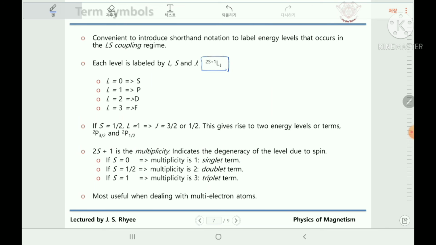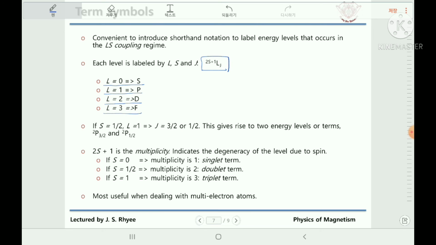The 2S plus 1 is a degeneracy, because in quantum mechanics there is a degeneracy depending on the spin. And also here L represents the orbital angular momentum. If the total angular momentum is 0, we call it S, and then P, D, F, like this. And also here J is the total angular momentum that we calculated from the spin-orbit coupling.